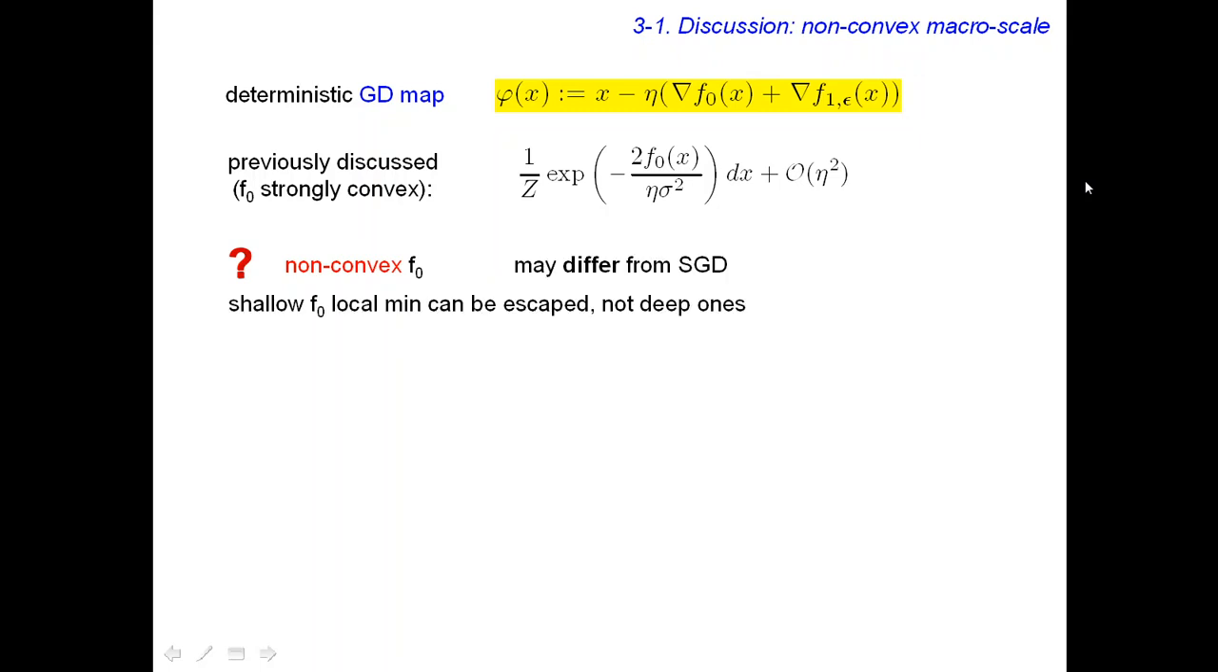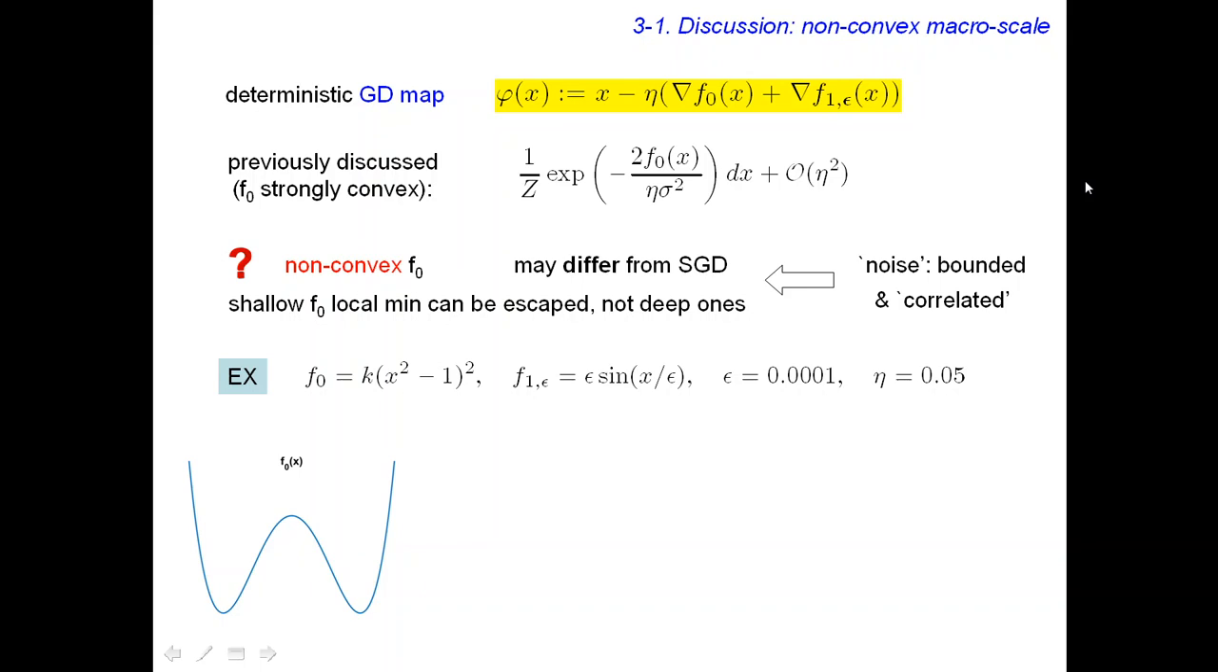So that's actually the interesting case, because for this case, the gradient descent behavior may be different from that of SGD. More precisely, you can still escape shallow local minima of F naught, but you cannot escape deep ones. So this is very different from what you will have in SGD, where all local minima can be escaped, just with different probabilities. And roughly speaking, the reason is that here we don't really have a notion of noise. Our noise really comes out of determinism, and I will explain more about this by a simple example.